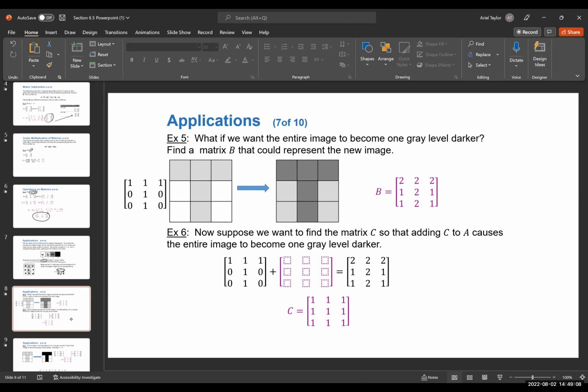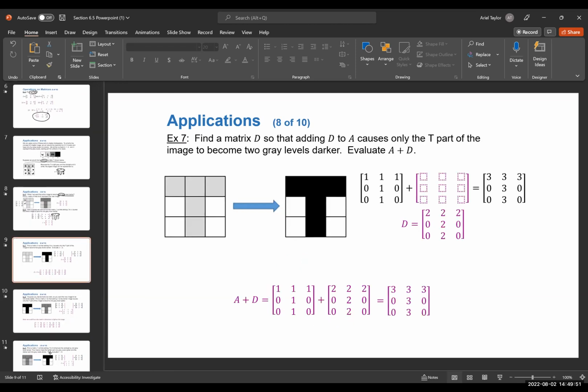Okay. So what if we want the entire image to become one level darker? So we basically say, hey, take all these gray ones and make them dark gray. Take all these white ones and make them gray. So we need to change white to gray and change gray to dark gray. So basically we're going up one level. So we're taking our initial value and adding 1 to the entire picture image. And by doing that, we end up with 2s, which would give us the dark gray, and now 1s, which would give us the gray in place of white.